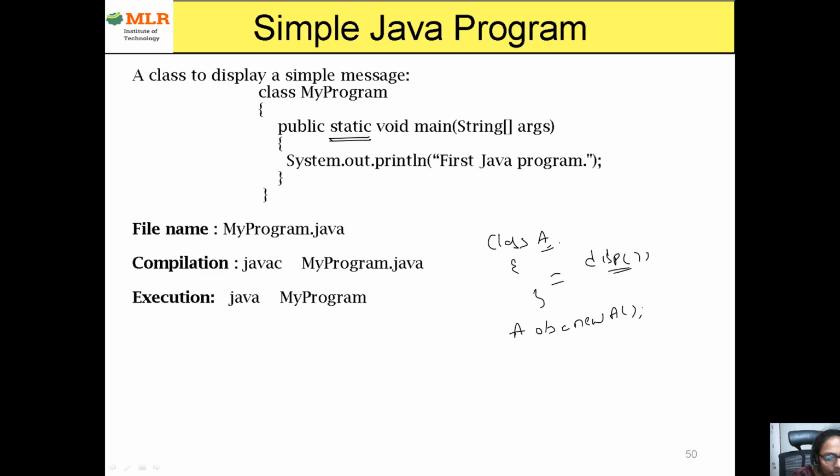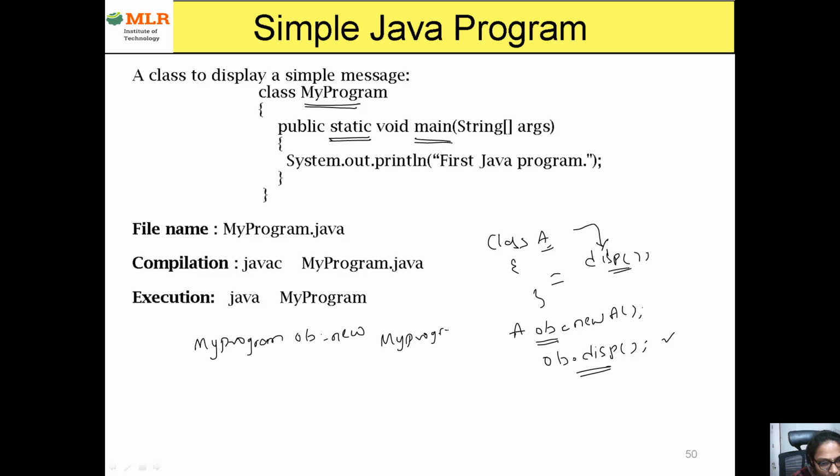For example, in a class, if you are writing a method disp, how do you call this method? Using ob.disp. I can call it like this. Now in the same way, if the operating system wants to call the main function, what does it need to do? It needs to create an object for my program. Why? Because it's a class name. So MyProgram ob is equal to new MyProgram. Now it needs to call the ob.main function.